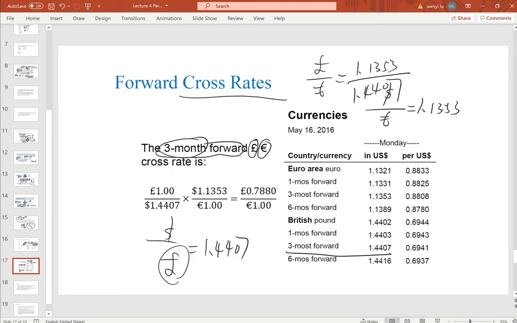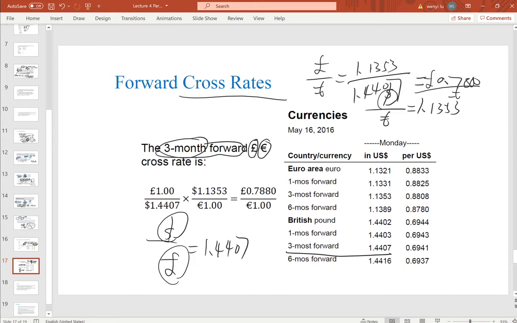1.4407, and you got what? You got 0.7880 pound per what? Per euro. So you may wonder why it is a division. Why not a product? Because the dollar in both ratios is on the same side, on the top. To cancel a dollar, you must take a division because they are on the same side. If they are on different sides, then the product will cancel out the dollar.